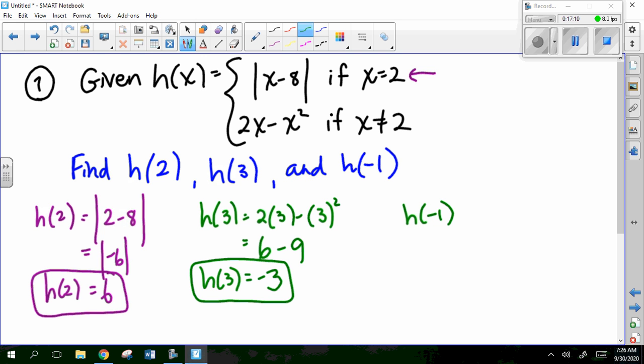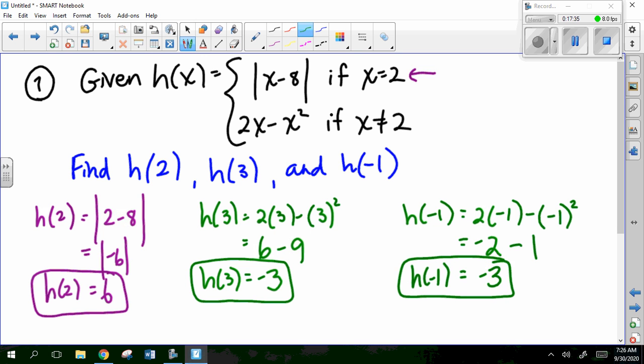And then the last one, again, that's not equal to 2, so I'm going to use the bottom line. This one is negative, so definitely want to use those parentheses for the square. All right, because the order of operations says you square first, and then you would multiply the negative in front of that. So that actually becomes a subtraction problem, and our answer is negative 3.